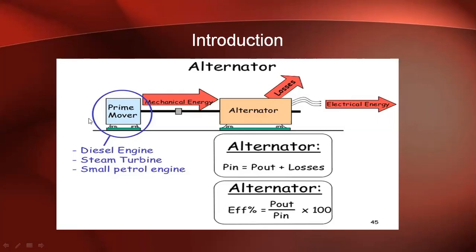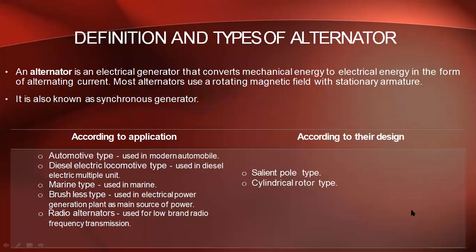For providing mechanical energy, there are prime movers. They can use a diesel engine, steam engine, small petroleum engine, anything as a prime mover. The efficiency of the alternator is also mentioned here: output power by input power into 100.